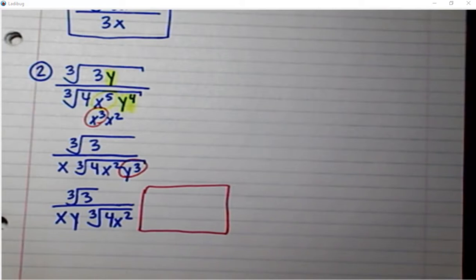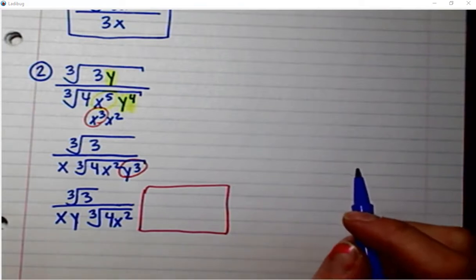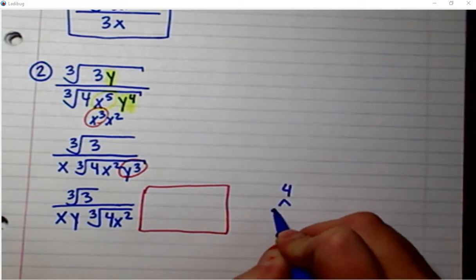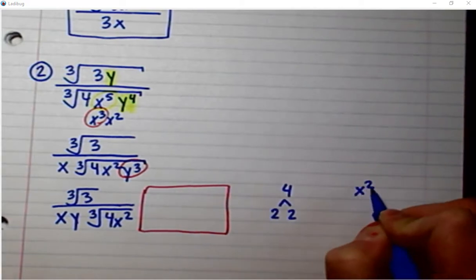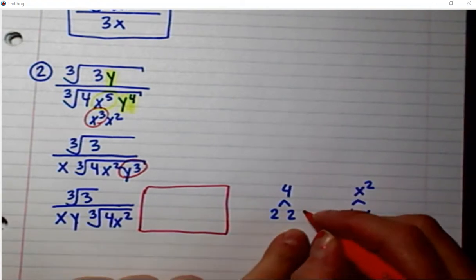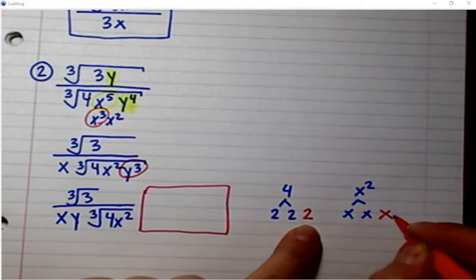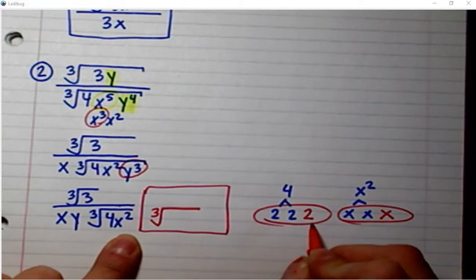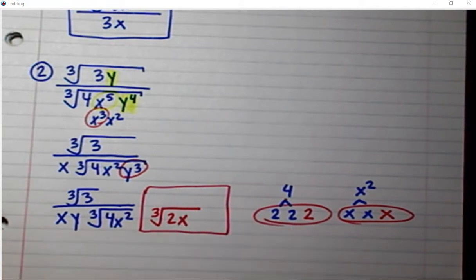Yes? Like the radicals, to make it 2x. Ooh, yes, you would. Okay, so I'm just going to write my 4, and I know that's 2 times 2, and my x is x times x. Okay, I need to complete the cube. So that means I need 1 more 2 and 1 more x to make my perfect cubes. So when I rationalize, I need 1 two and 1 x because that's what's going to make the perfect cube.